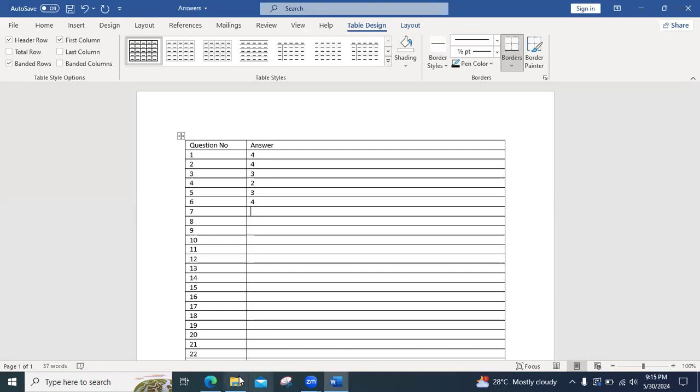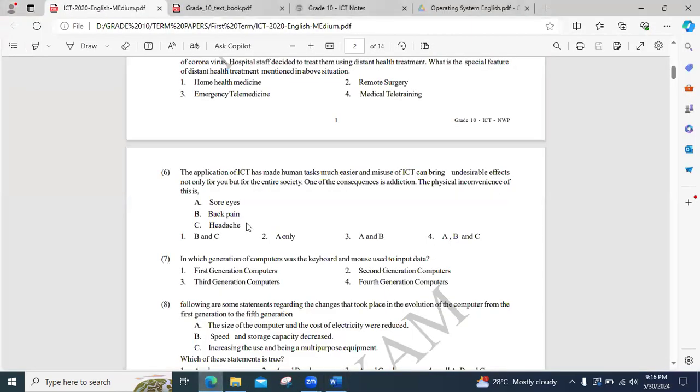The seventh question. In which generation of computers was the keyboard and mouse used to input the data? The seventh question. So that is third generation computers. So seventh, 3.